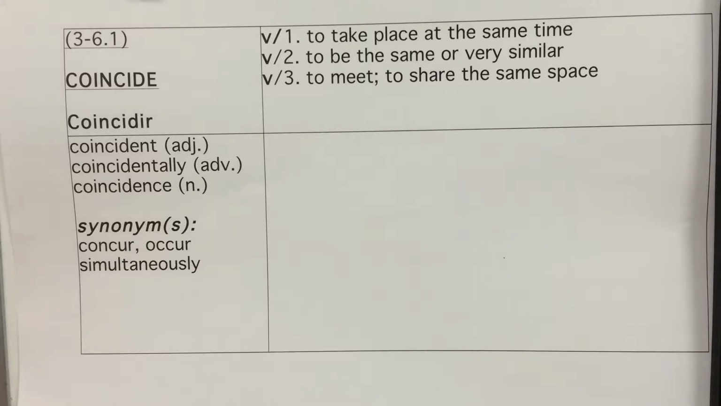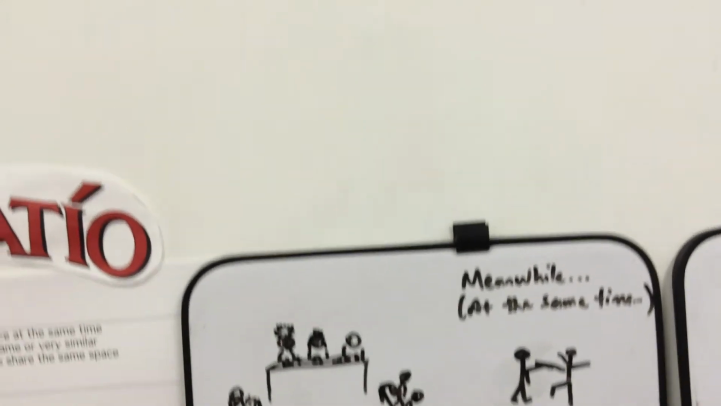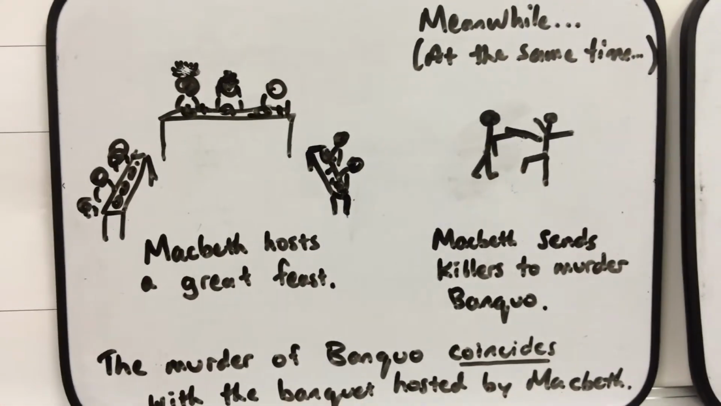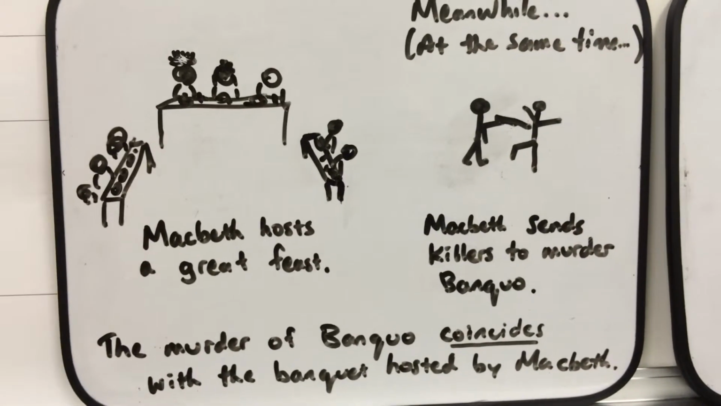You have 3 definitions, all of them verbs, so you must use it as a verb. Let me go over the first one. It means to take place at the same time. So, your sentence for today is the murder of Banquo coincides with the banquet hosted by Macbeth.